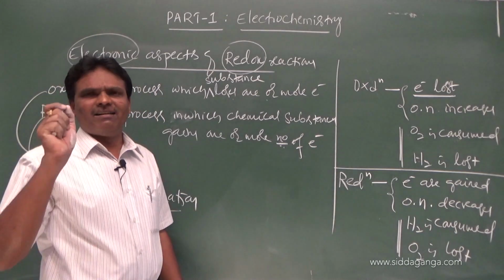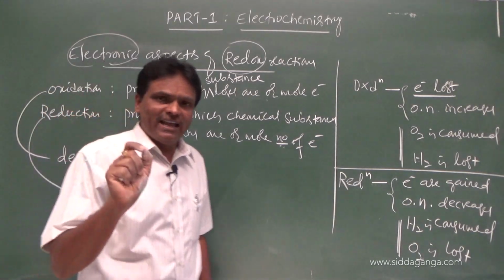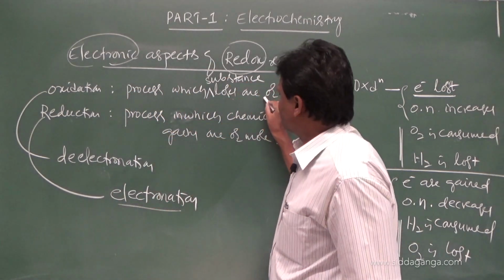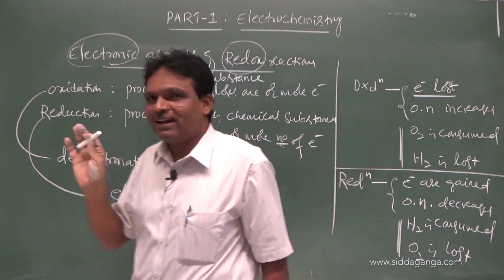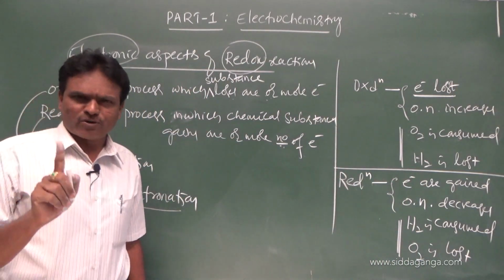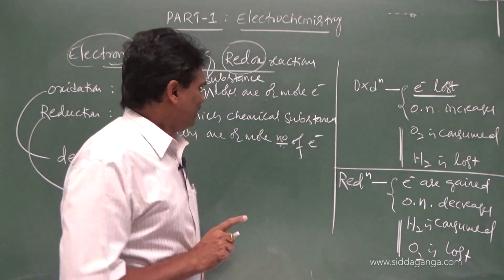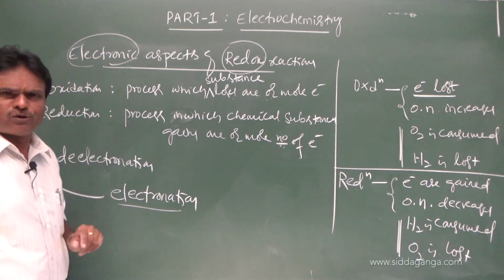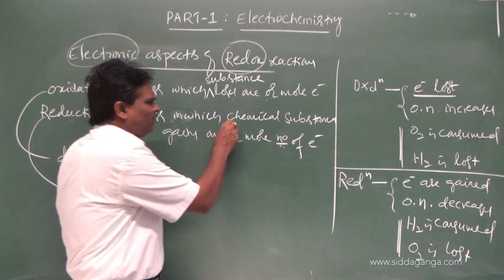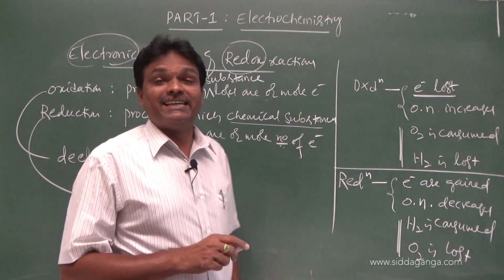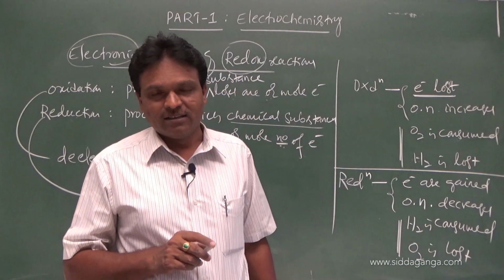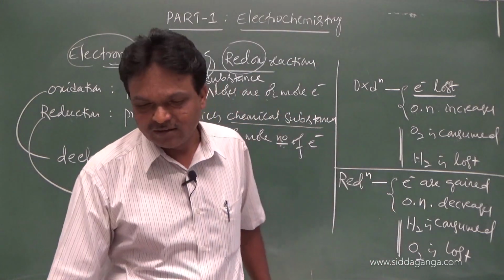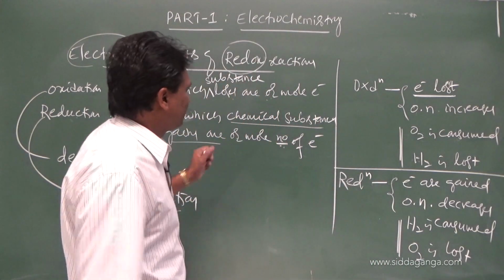According to the electronic aspects of redox reaction, oxidation is a process in which the chemical substance loses one or more number of electrons. The process in which electrons are lost is called the oxidation process. So what is meant by the reduction process? It is a process in which the chemical substance gains one or more number of electrons. That is called reduction, or it is also called electronation reaction.